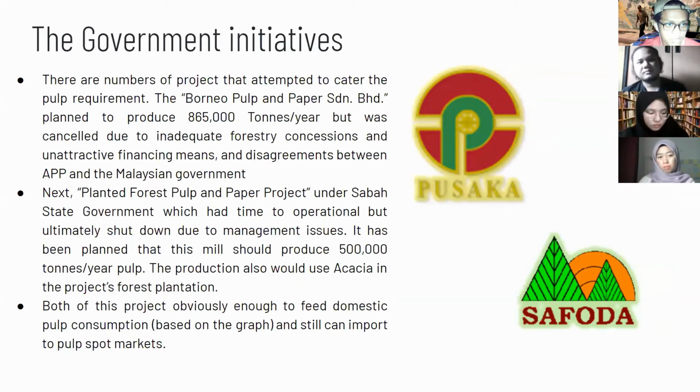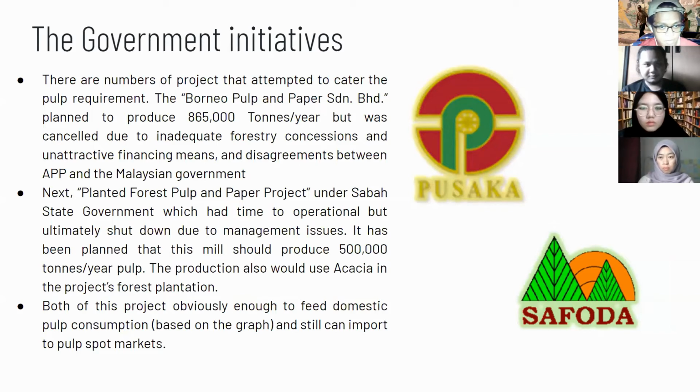The government initiative. There are a number of projects that attempt to cater to the pulp requirement. The Borneo Pulp and Papers Sdn Bhd planned to produce 865,000 tons per year, but was cancelled due to inadequate forestry concession and unattractive financing means. And these were agreements between APP and the Malaysian government.